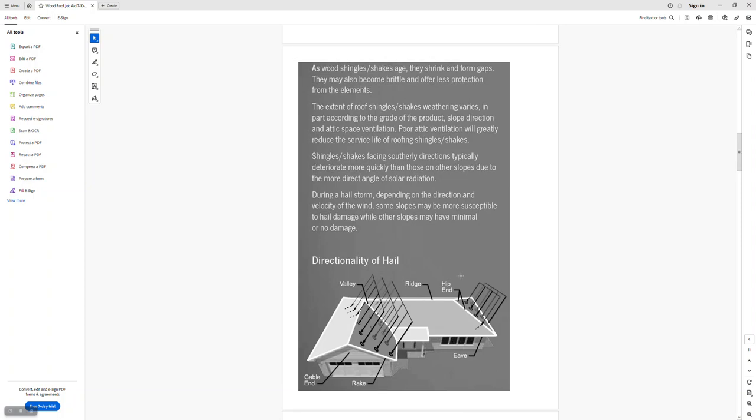So typically, as we know, hail is generally going to be directional. That's not always the case. Sometimes hail is falling straight down out of the sky.